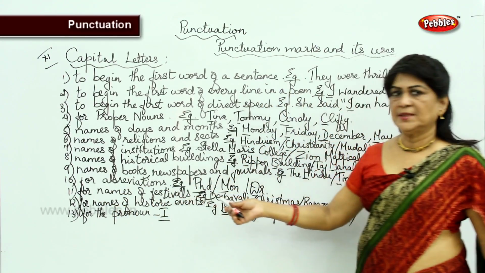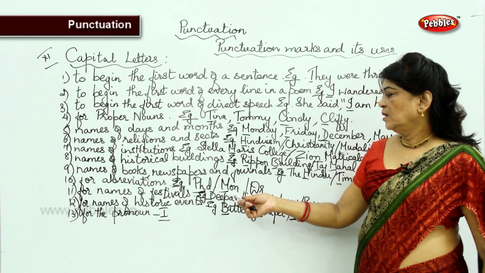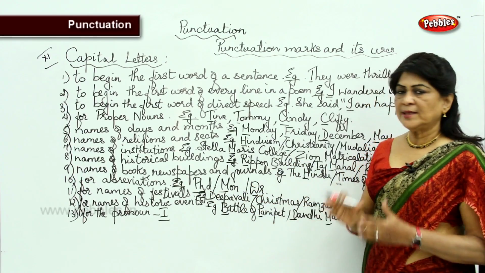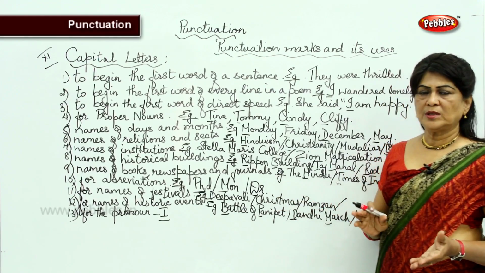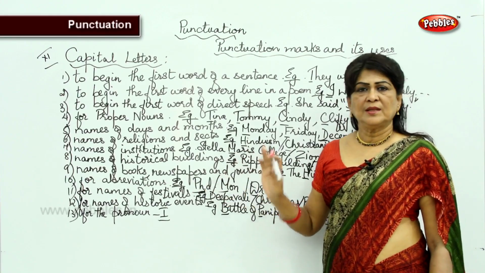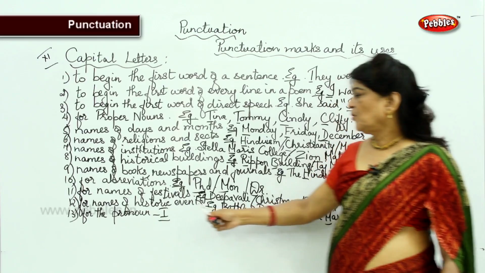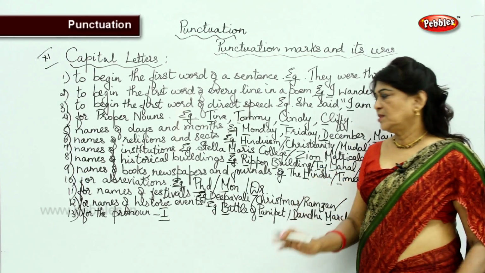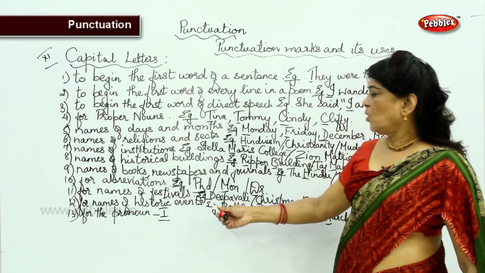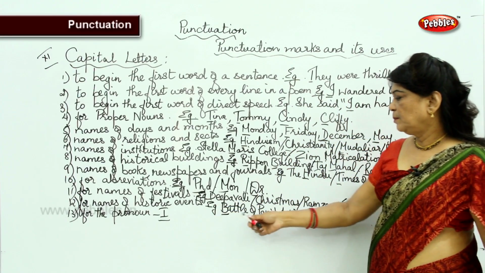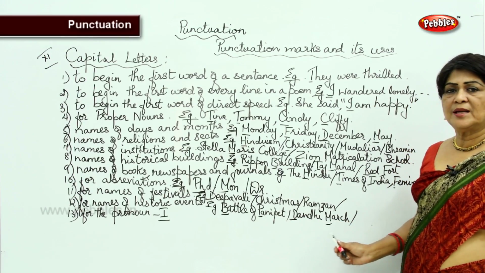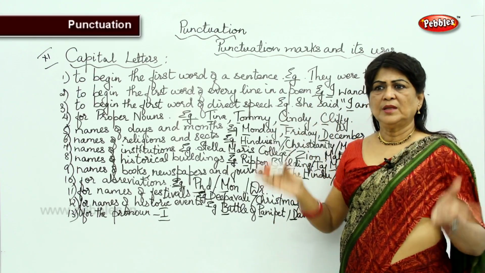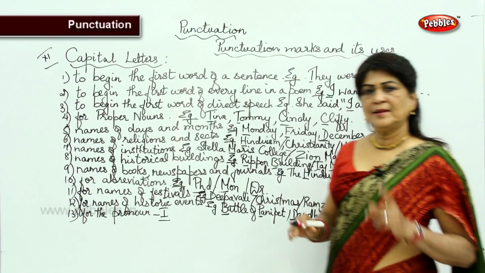For abbreviations, examples are PhD, MON, DR. PhD is Doctorate in Philosophy, MON is Monday, DR is for Doctor, and so on. So, for abbreviations we use capital letters to begin with. For names of festivals like Deepavali, Christmas, Ramzan, we always use capital letters. For names of historic events, the examples are Battle of Panipat, Dandi March, Boston Tea Party. You have so many events all over the world, so all that we use capital letters.